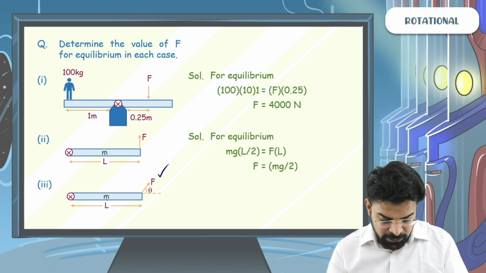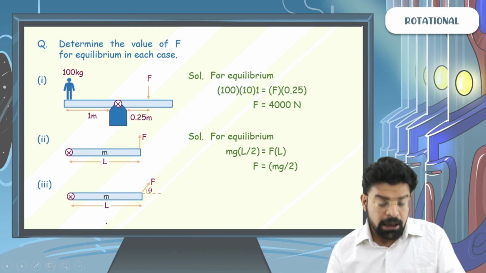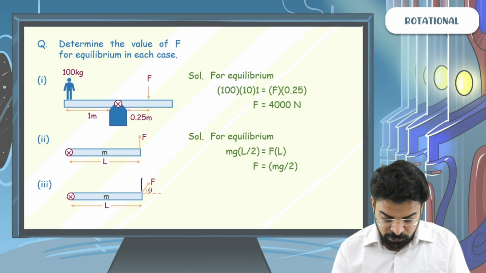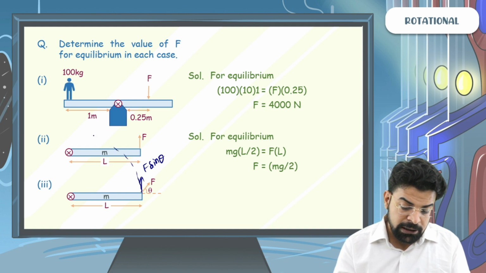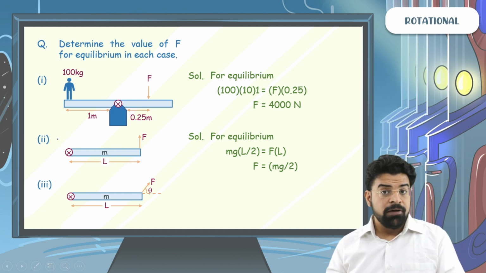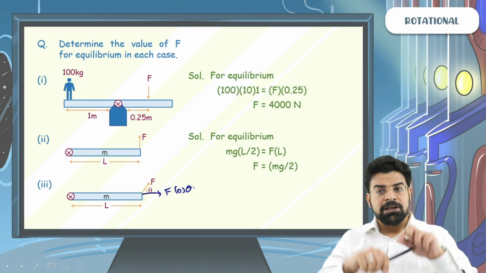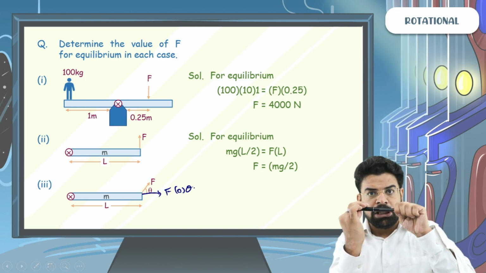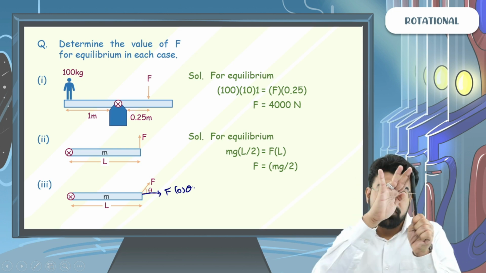So you will say, because of the weight mg, there will be a clockwise torque. It is trying to turn it clockwise. And there will be one component of this force, F sine theta, which will try to turn it anti-clockwise. There will be another component, F cos theta, but this F cos theta will just try to increase the length of the rod. It won't try to turn it. F sine theta is the one which will try to turn it.